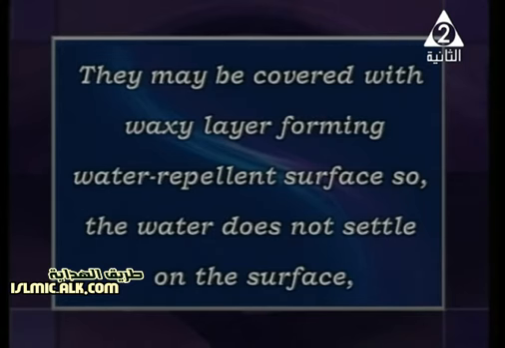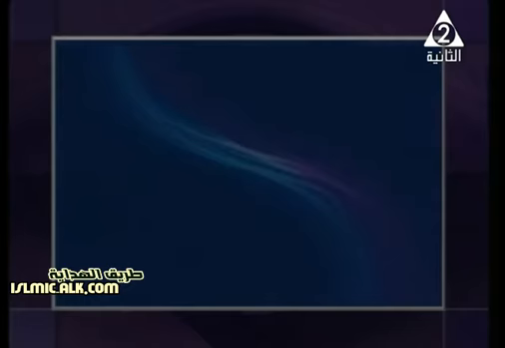They may be covered with a waxy layer. The waxy layer is a layer that sometimes covers the plant, to form what? A kind of water repellent, or they prevent the water from entering the cells of the plant. So it is a water-repellent surface, so the water doesn't settle on the surface. I mean, some plants don't need a large amount of water. They need to get water in a specific amount, step by step, not a large amount of water.